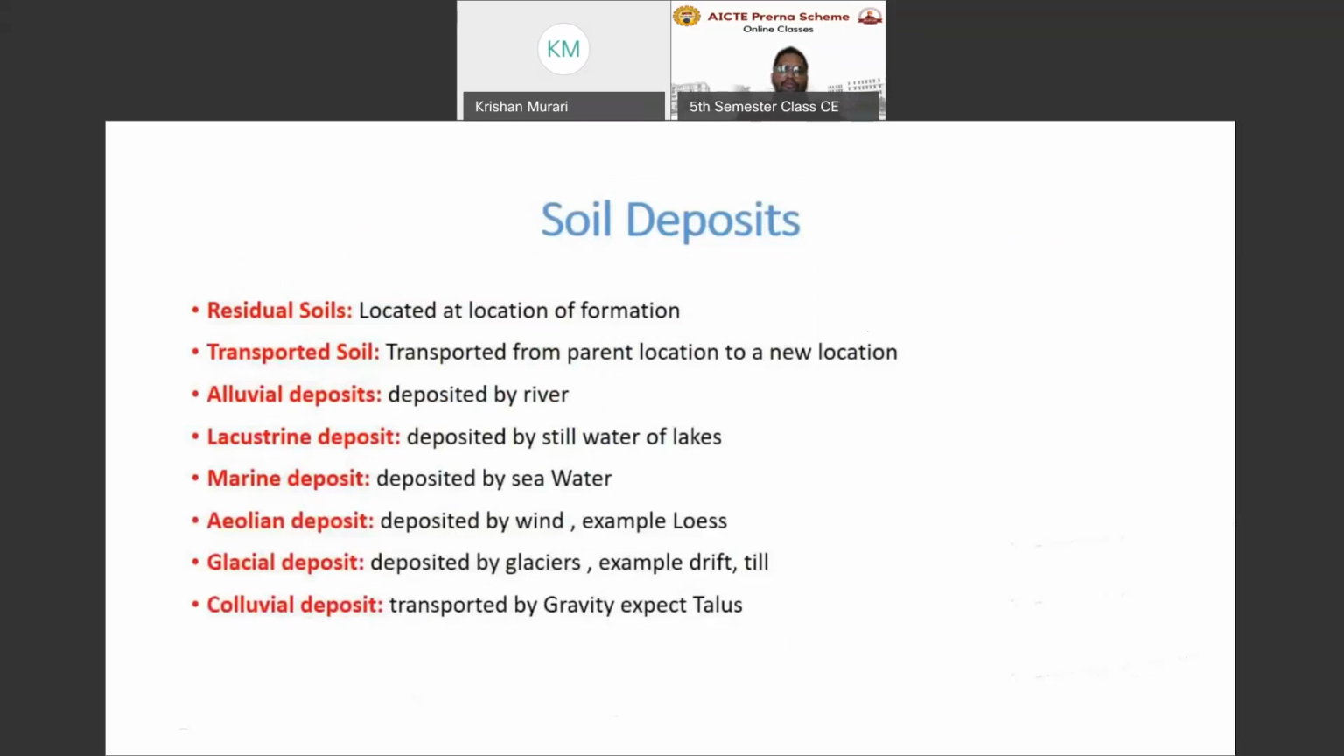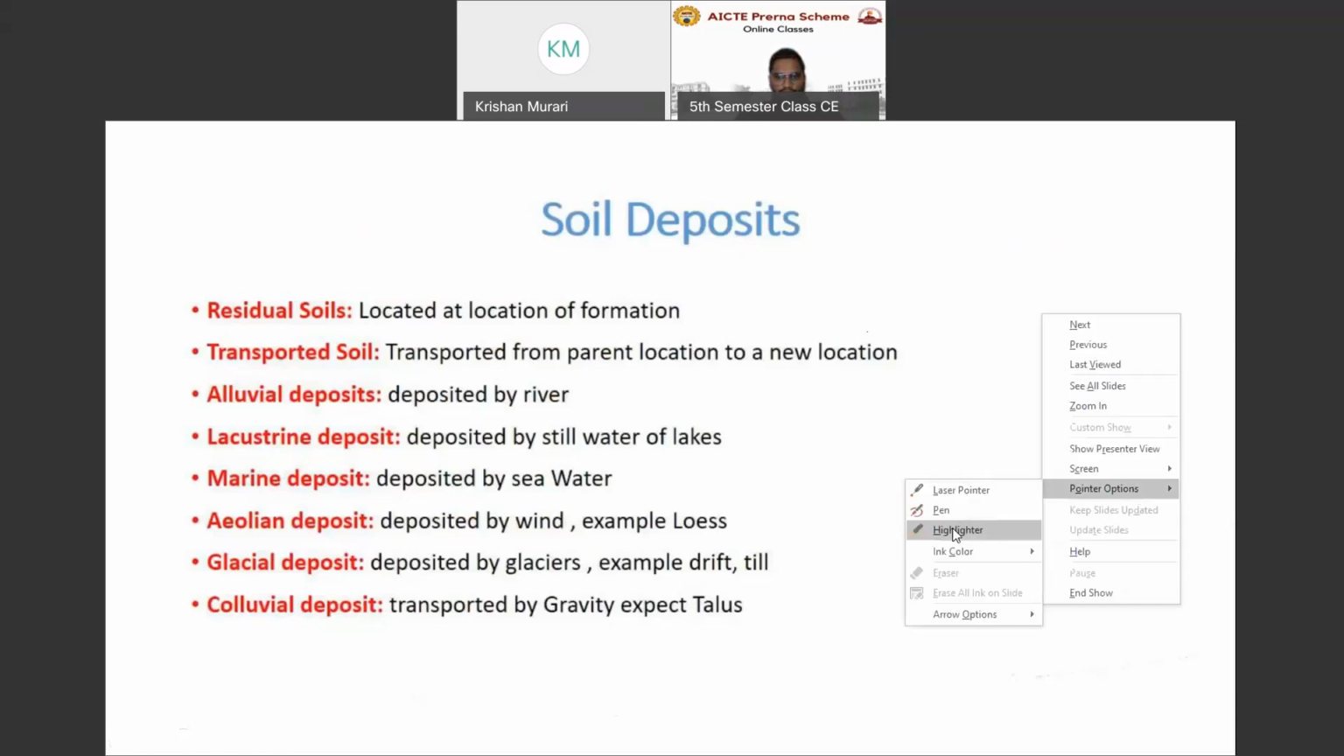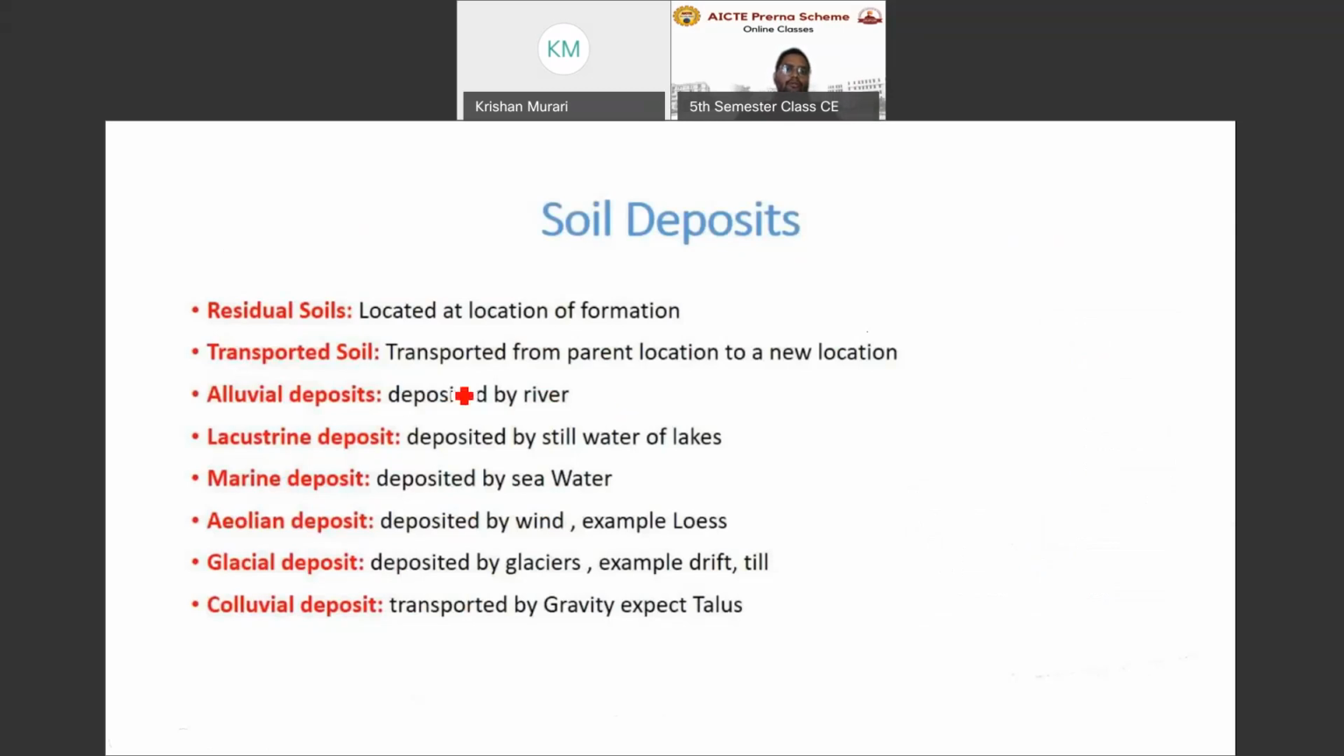When soil is transported from one place to another, various transporting agencies come into the picture. According to the transporting agency, the soils are divided into various types. First, we discuss alluvial deposits. When a river transports soil from one place to another, and these particles are deposited at a particular place, that soil is called alluvial soil.